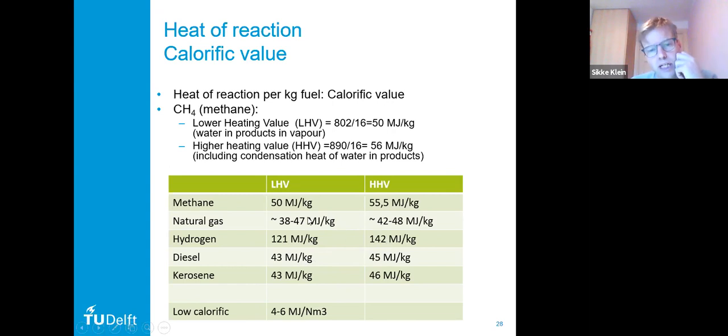Another thing you notice here is hydrogen, and a lot of the discussion is about hydrogen as fuel. Its calorific value per kilogram is about 2 to 3 times, 2.5 times higher than for natural gas or methane. But what's not included here is the density. So per kilogram it has a higher heat content, but in volume there is a much lower heat content, which makes it a challenge with hydrogen. And then you have some low calorific gases, syngas as well. They normally have 4 to 6. So this is really important, the lower heating value and the higher heating value.